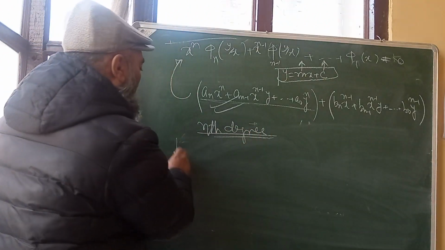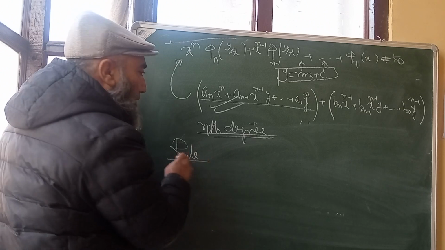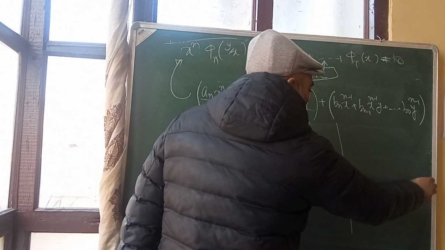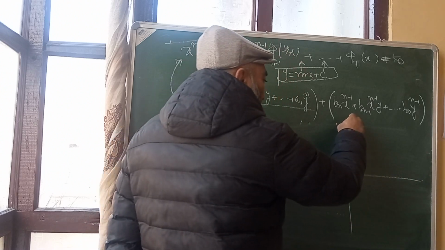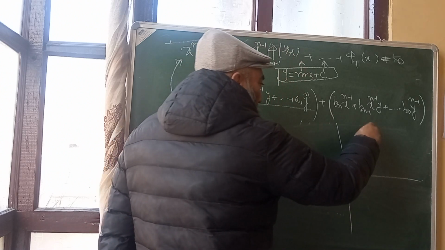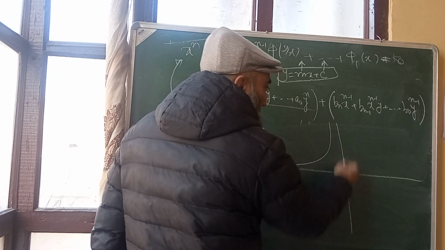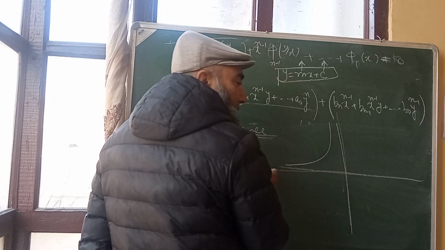Now, what is the rule? What is the thumb rule? How to find the equation? First of all, let me tell you, there may be two kinds of asymptotes. I have shown you. Maybe this is the curve. You can have parallel asymptotes, parallel to the y-axis, parallel to the x-axis, right?